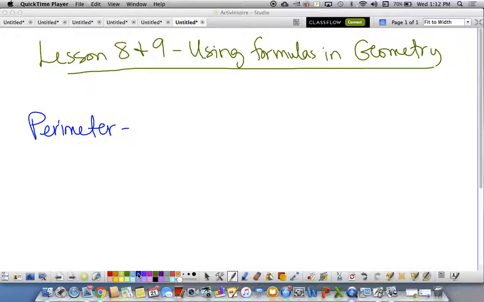Can somebody tell me what is perimeter? The outline of a shape. Okay, what else about you say? It's like all the outside lines added up. Adding up all of the outside lines. Okay, I completely agree with both of those.